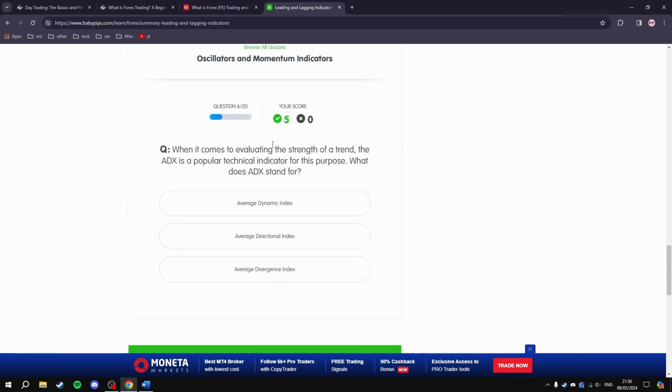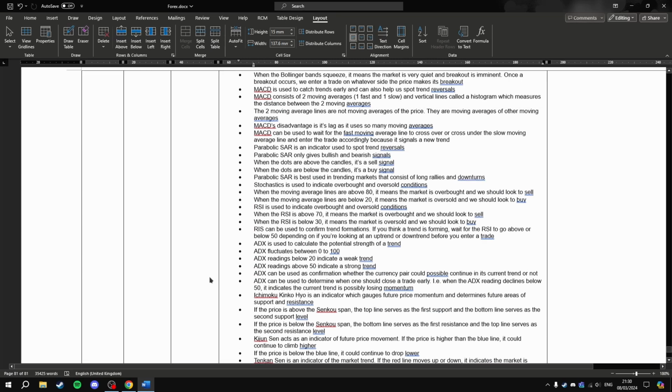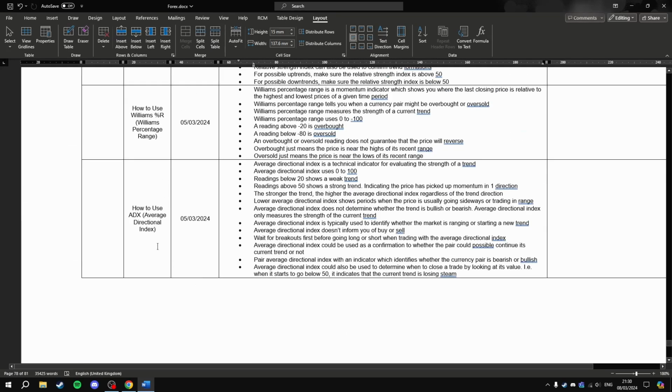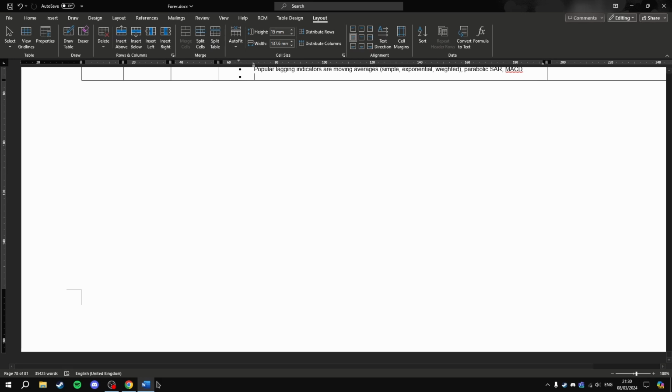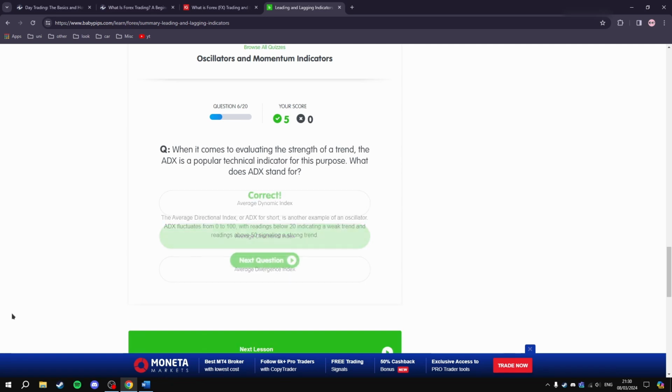When it comes to evaluating the strength of a trend, the ADX, or average directional index, right? Average directional index, yep, is a popular technical indicator for this purpose. What does ADX stand for? The average directional index. There we go.